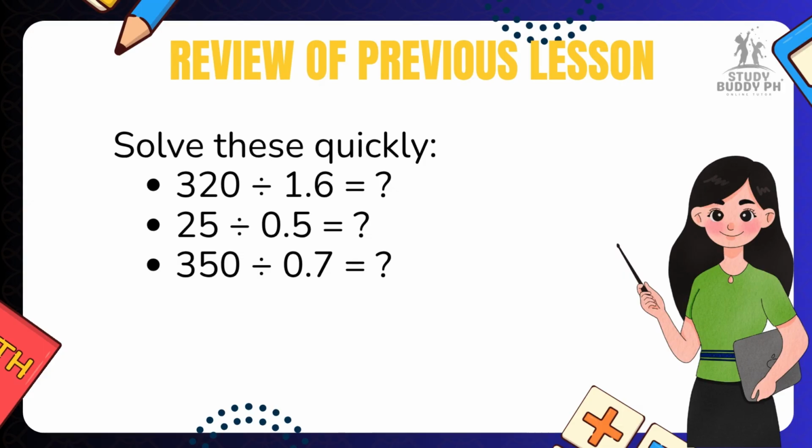Before we begin, let's warm up our brains. Solve these quickly. 320 divided by 1 and 6/10 equals what? 25 divided by 5/10 equals what? 350 divided by 7/10 equals what?